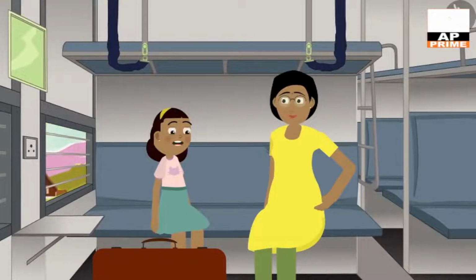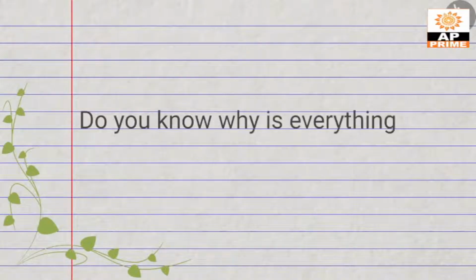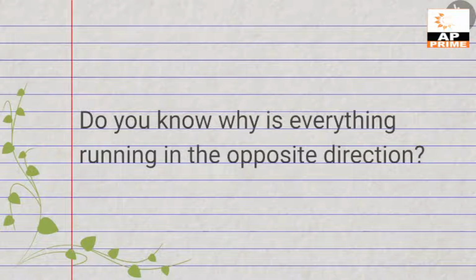Mummy, why is everything outside running in the opposite direction? All the people, plants and animals are also running. Zia doesn't know why this is happening. But do you know? Why is everything running in the opposite direction?